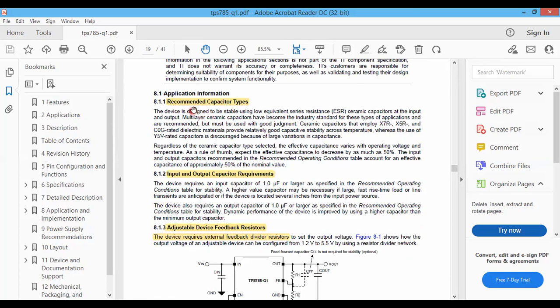They have recommended this kind of output capacitors. Ceramic output capacitors are recommended, and the capacitance should not decrease by more than 50%. And this is the temperature coefficient that I was talking about. X7R is a very good temperature coefficient, which means the capacitance and ESR do not change much with variation of the outside temperature.